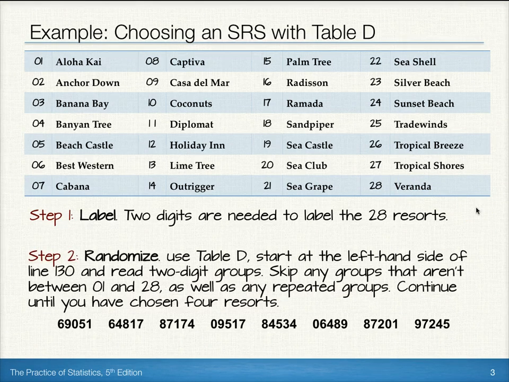Next, we need to randomize. So using Table D, we'll start at the left-hand side of line 130 and we'll read 2-digit groups. Recall we need to skip any groups that aren't between 01 and 28, and we'll also need to ignore any repeated groups. We'll continue doing this until we've chosen 4 resorts.